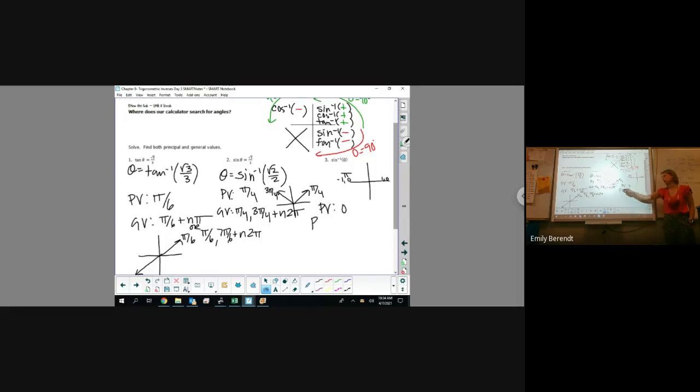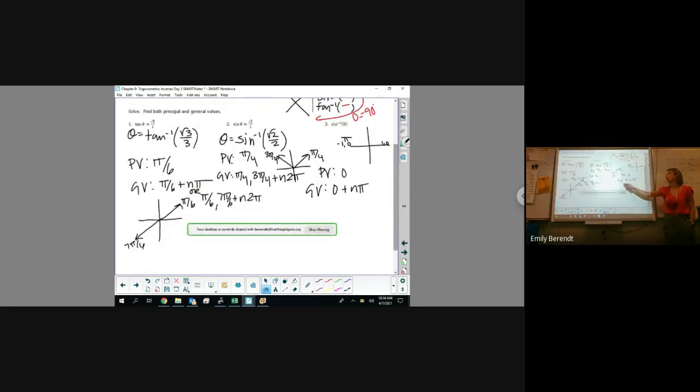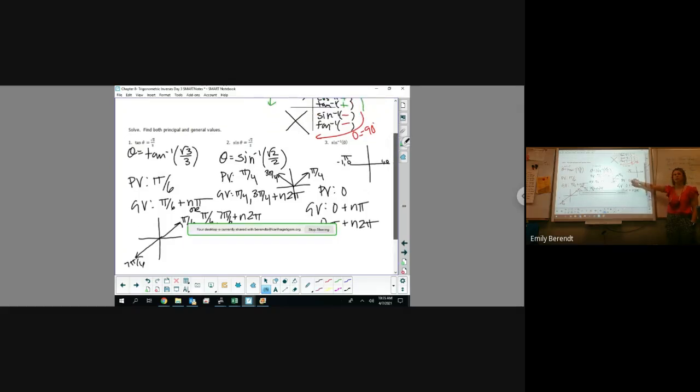And then how far apart are those two answers? They're pi apart. So you could say 0 plus every pi, or you could say 0, comma, pi plus every 2 pi. So once again, why can't this PV be pi? Why can't your principal value be pi? It's not where it searches. Calculator doesn't search for signs in 2 or 4, or 2 and 3, it's 1 and 4.